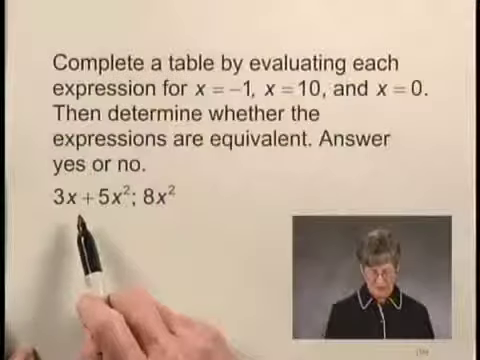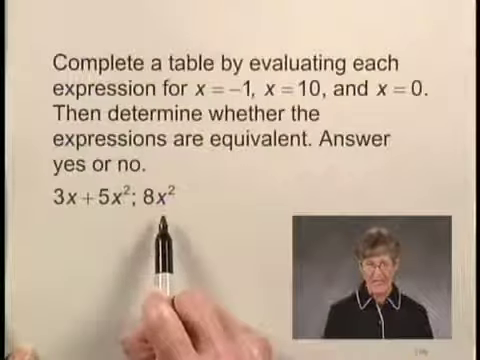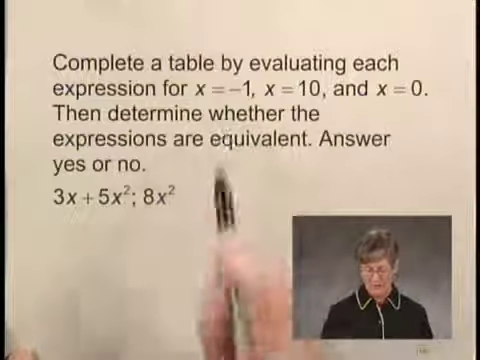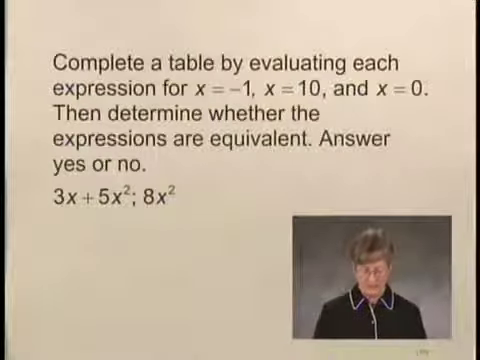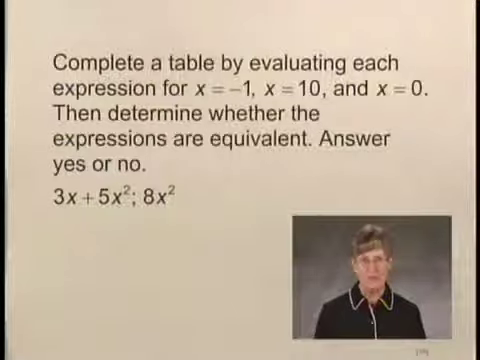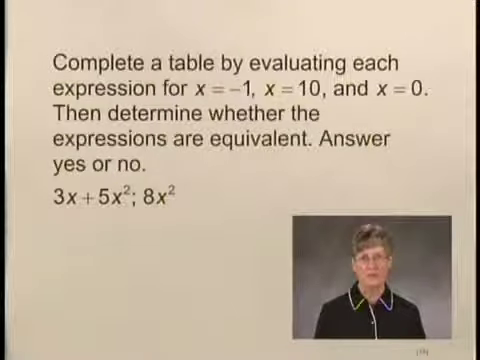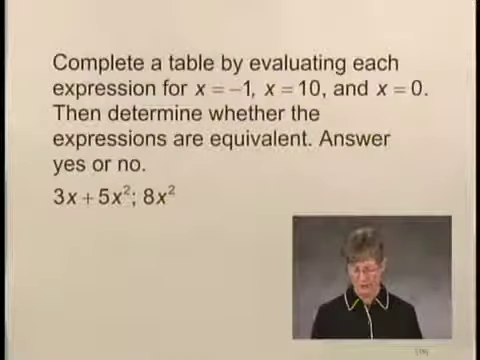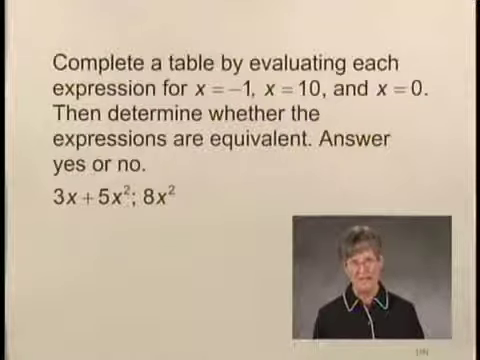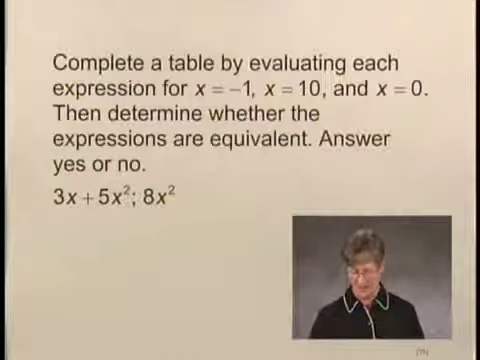In this exercise, we'll determine if two algebraic expressions are equivalent. The expressions are 3x plus 5x squared and 8x squared. What we're going to do is complete a table by evaluating each expression for x equals -1, x equals 10, and x equals 0. And then we'll use that table to determine if the expressions are equivalent, and we'll answer yes if they are and no if they're not.